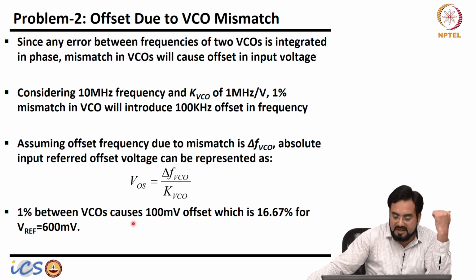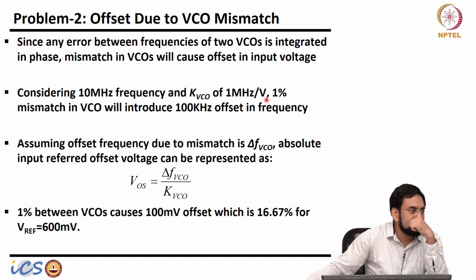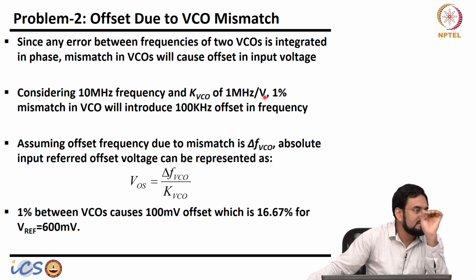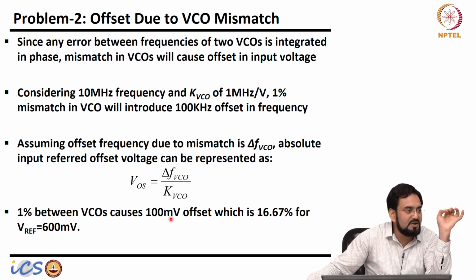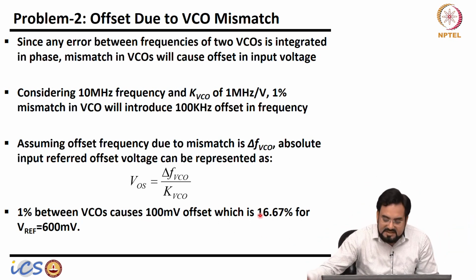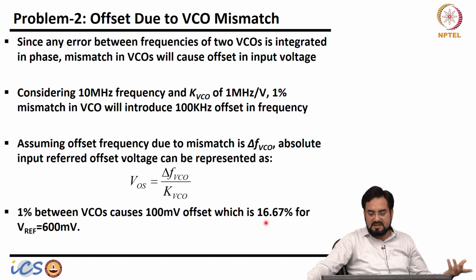16.67%. So, 1 megahertz per volt means 100 kilohertz per 100 millivolt, correct. So, 100 kilohertz mismatch will cause 100 millivolt offset in the input voltage, and my Vref is 0.6 volt. So, 100 millivolt of 0.6 volt is how much? 16.67%. This is the offset you will get, and if you have a Vref of 1.2 volt, then it will go half. It will become roughly 8.4% or so.